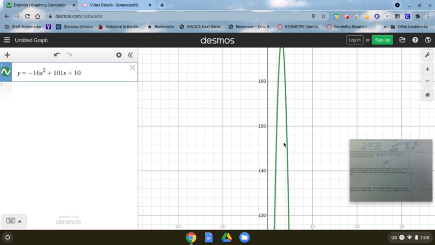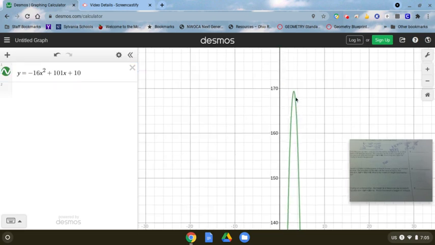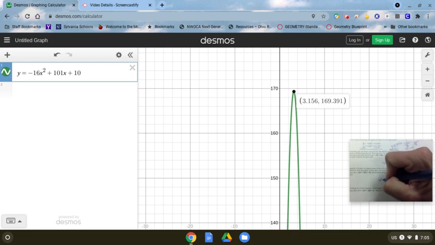Okay, so the maximum height would be up here at the top. Click on it, and I get 3.156 seconds that it takes to get there, but I have a maximum height of 169.391 feet. That's how high it goes up. It takes 3.156 seconds to get there, but that's not the question.